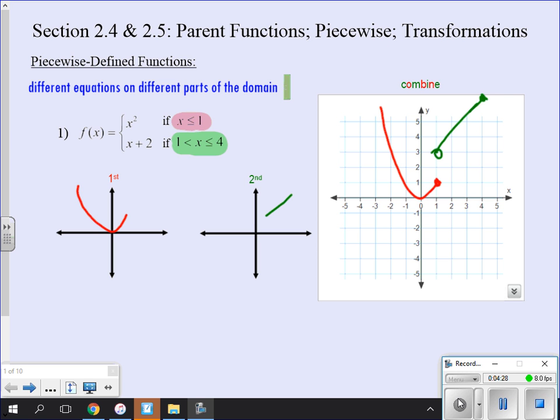Questions so far? And you can have lots of parts for an equation. I've seen some really big ones where from here to here it's this, from here to here it's this, from here to here it's this, from here to here it's this. This covers the domain that I'm talking about, different parts of the domain. What's the domain of the whole function? What's the smallest possible value of x I can have? Negative infinity. How large can I possibly be? 4. So my domain of the entire function is from negative infinity to 4.